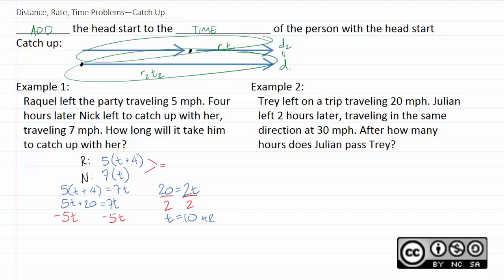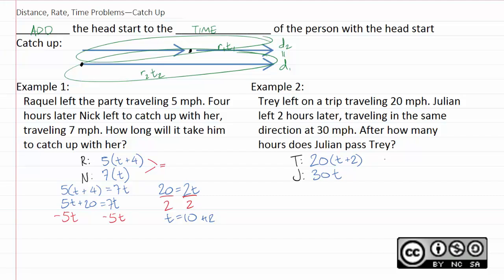Same idea. Now, Trey left on the trip traveling 20 miles per hour. Julian left 2 hours later. So we have Trey and Julian. And it says here Trey is going at a rate of 20, Julian at a rate of 30. But Trey has been on the road 2 hours longer. And then Julian only has t. After how many hours does Julian pass Trey?